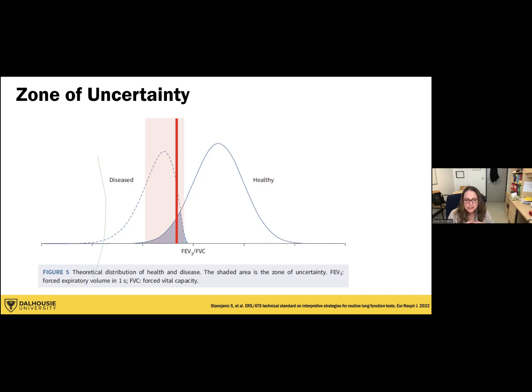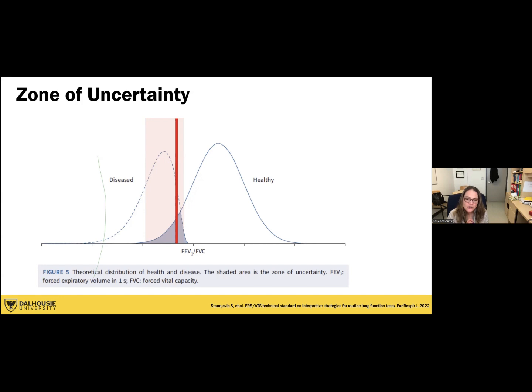Interpretation of lung function is not black and white, pardon the pun, it's not normal or abnormal. We've artificially created these dichotomies, I think for good reason. We want simple algorithms that we can apply in practice, simple rules that help us make these decisions. But all of this work has highlighted to us that there's actually this very wide zone of uncertainty.